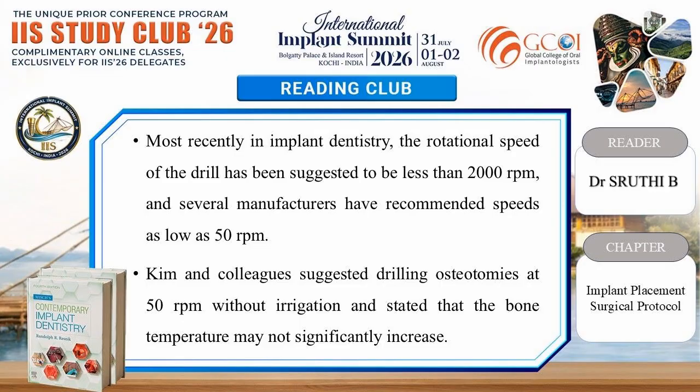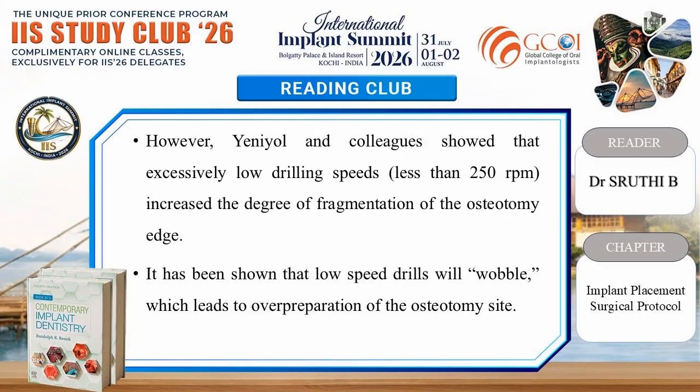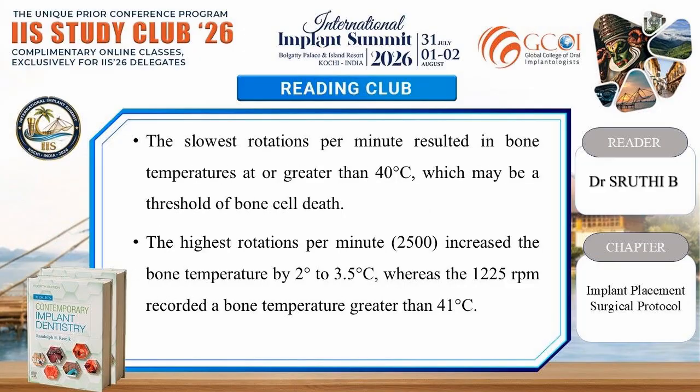Kim and colleagues suggested drilling osteotomies at 50 rpm without irrigation and stated that the bone temperature may not significantly increase. However, Yeniol and colleagues showed that excessively low drilling speeds, that is less than 250 rpm, increased the degree of fragmentation of the osteotomy edge. It has been shown that low speed drills will wobble, which leads to over-preparation of the osteotomy site. The slowest rotations per minute resulted in bone temperatures at or greater than 40 degrees Celsius, which may be a threshold of bone cell death.